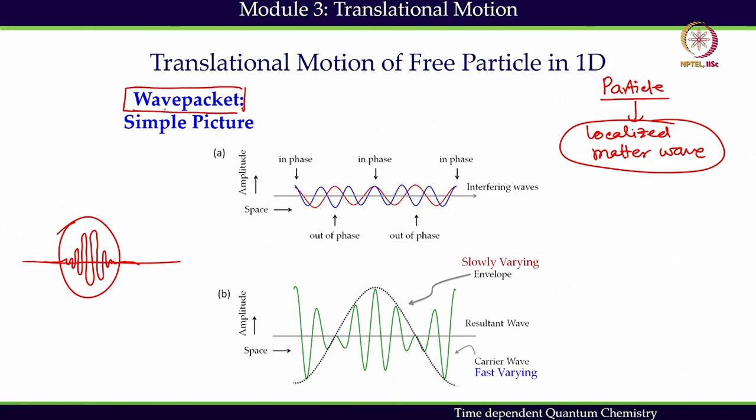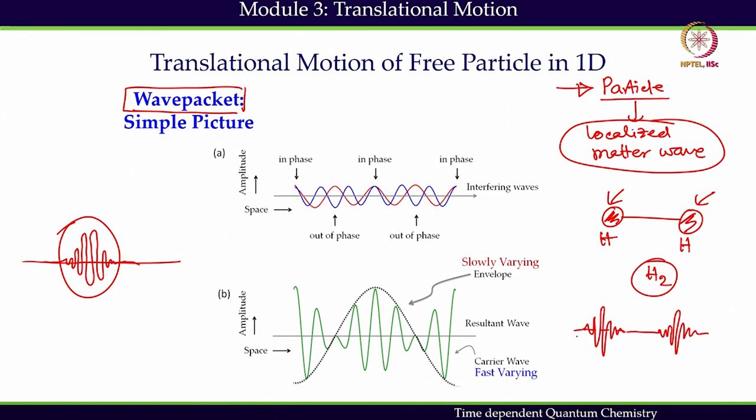So, in quantum mechanics, whenever I want to say particle, just like let us say two hydrogen atoms are bonded through a chemical bond and forming H2 hydrogen gas, each one can behave as a particle. And should we draw it like a dumbbell like this? No. In quantum mechanics, we have to draw it this way. Each particle is a localized wave.